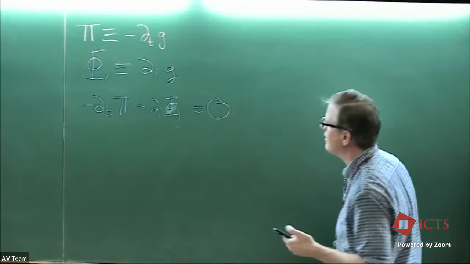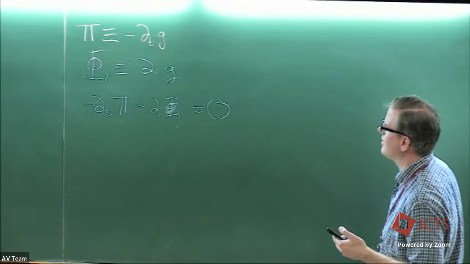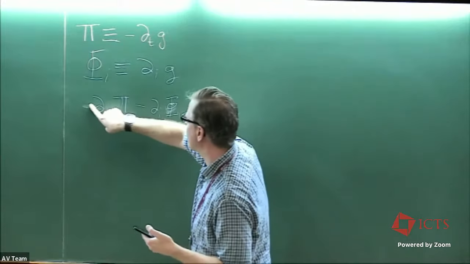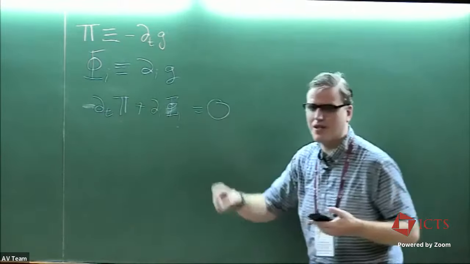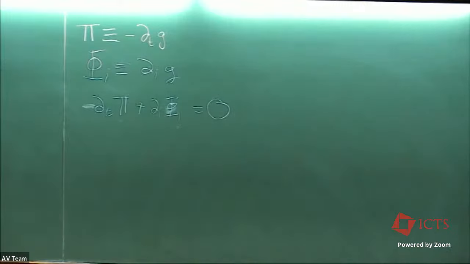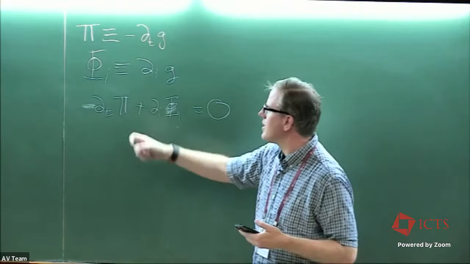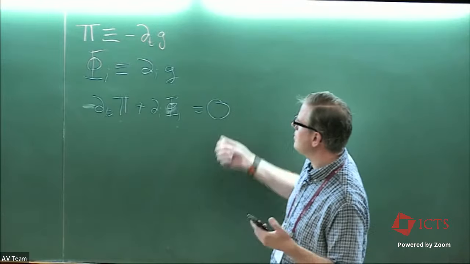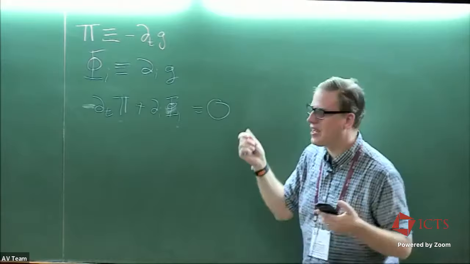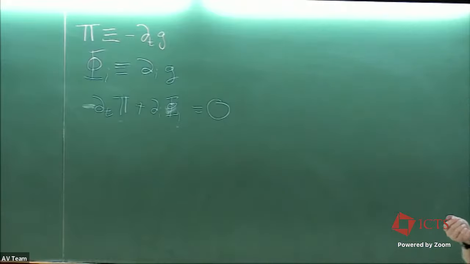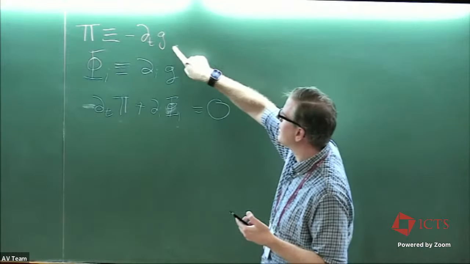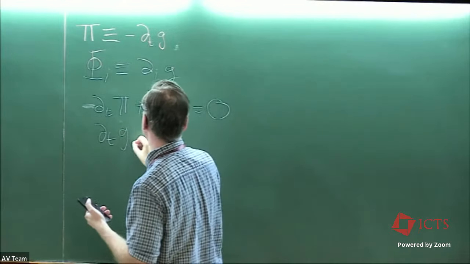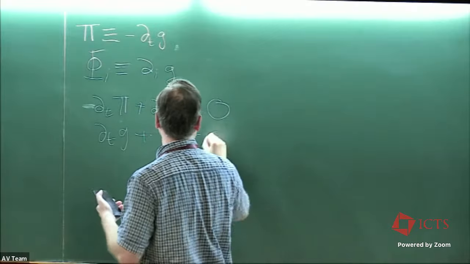Now we need another equation. We've got an equation for the time derivative of pi, and minus signs are annoying, so let's just cancel those out. That's one of our equations. This tells us how pi changes. We need an equation to tell us how our other variables change. Do we have an equation for the time derivative of the wave amplitude itself? It's already right here. So let's just bring that down here: partial t g plus pi is equal to zero.